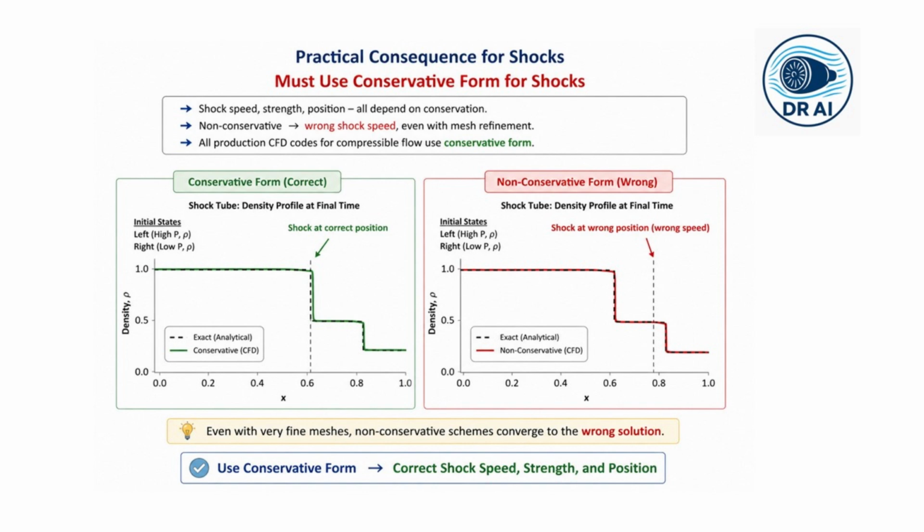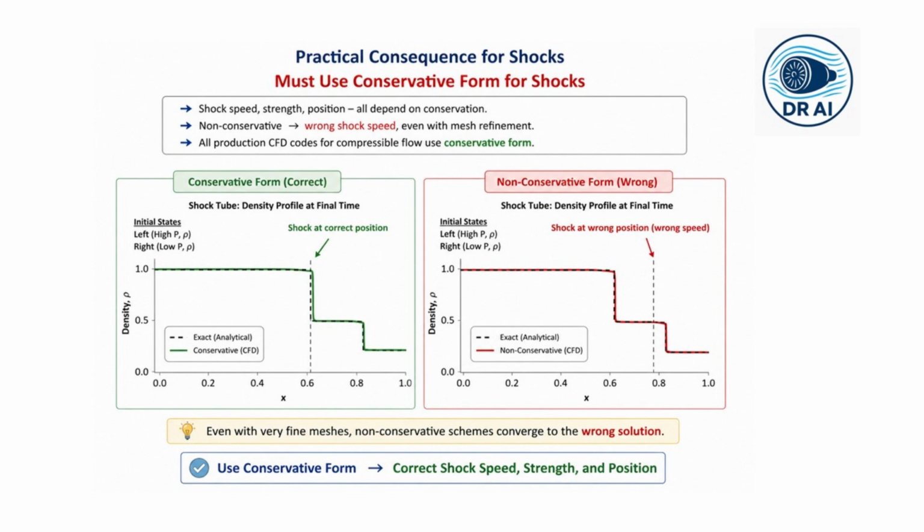Now, this particular theorem also has a negative side. If your scheme is not conservative, it may converge, but it could converge to a wrong weak solution. The shock might have the wrong strength or the wrong speed, and you will not know it because the solution will look smooth and reasonable. Let me repeat that because it is crucial. A non-conservative scheme can look perfectly fine, converge as you refine the mesh, but still give you physically incorrect shock speeds. That is a nightmare scenario for an engineer.